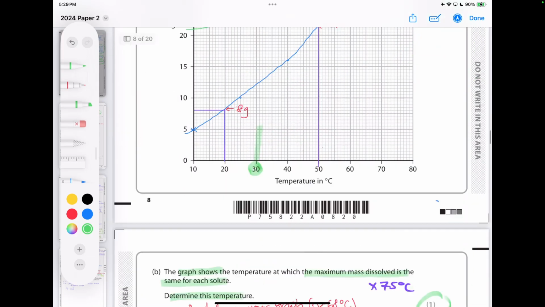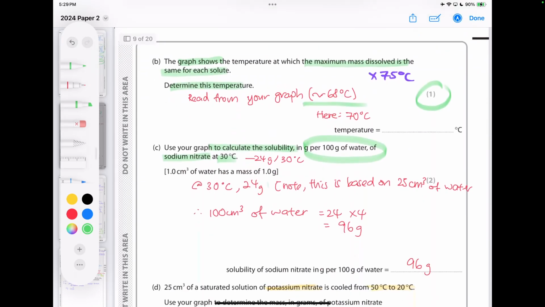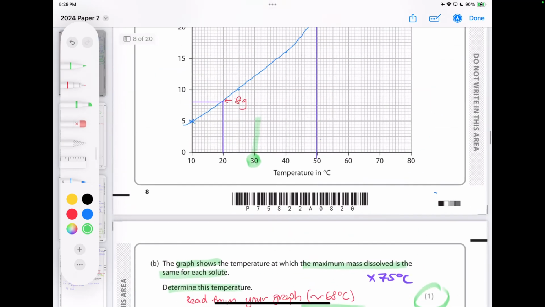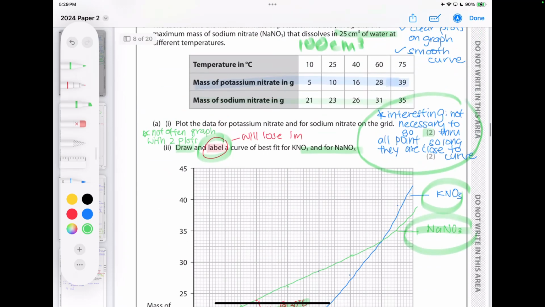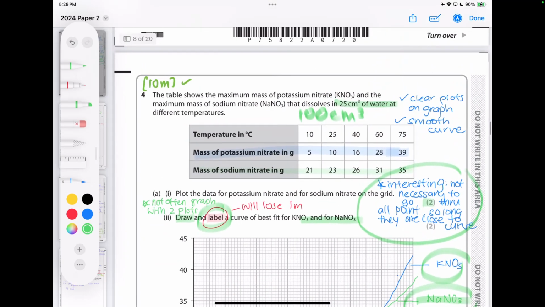So what you need to do here is, with that 24 that you have just gotten from the graph, you need to multiply that value by 4. So that means 96 gram of sodium nitrate can dissolve in 100 cm cube of water. This is a very common question for solubility. And most of the time, the graph that you're plotting is based on 25 cm cube. Okay, so these are things to take note of.